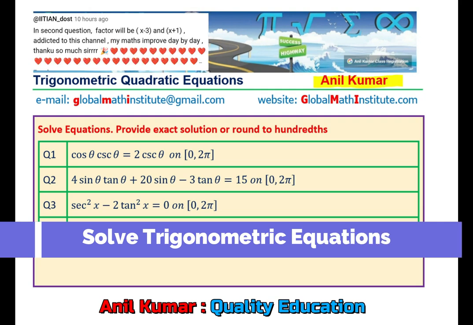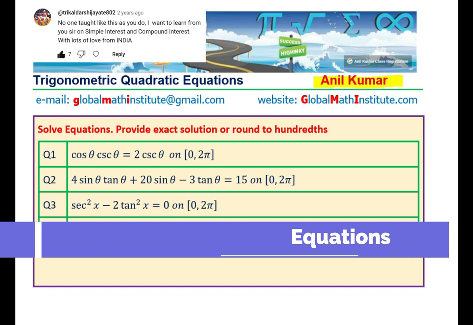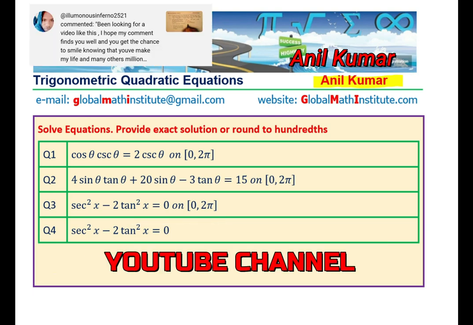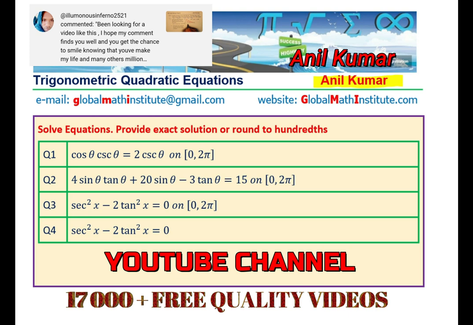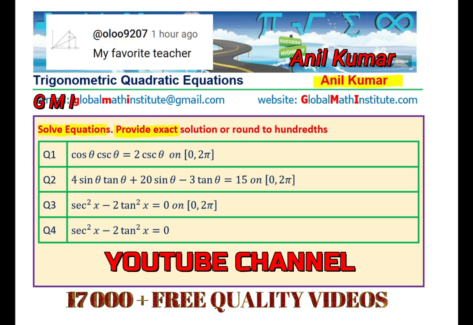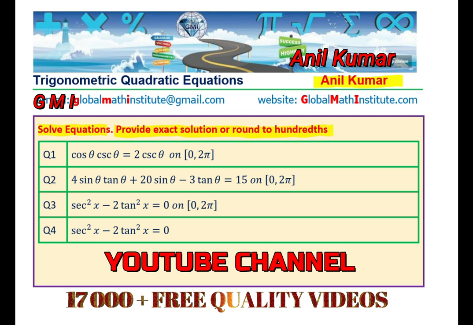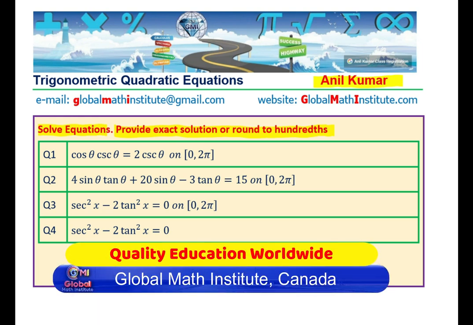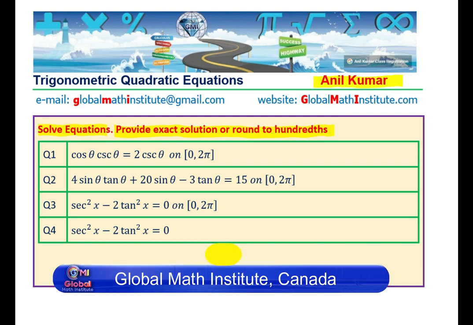In this video, we'll consider 4 examples to solve trigonometric equations by factoring. We are working in the domain of 0 to 2 pi. Solve equations, provide exact solution, or round to the hundredths. You can use special triangles to find the exact solutions. Otherwise, use a calculator to calculate the answers in radians. So the settings of the calculator should be in radians.